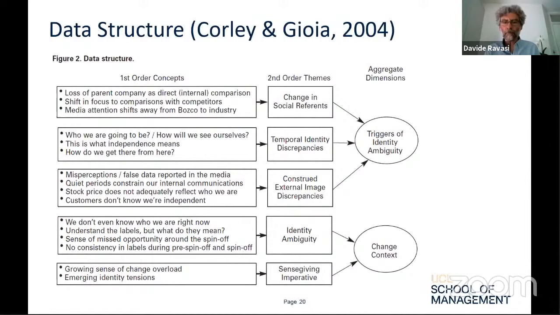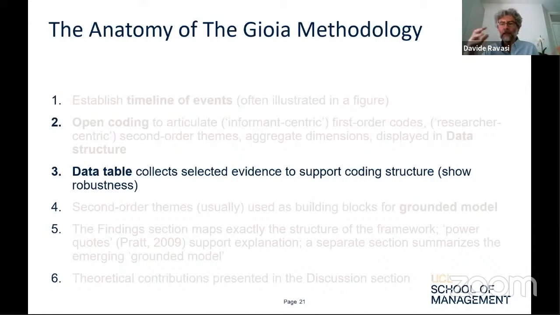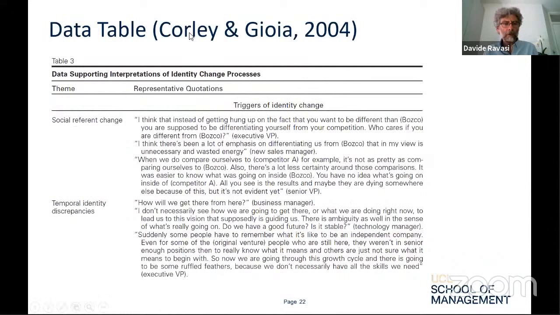Now, the next step, but actually you see it later in the paper, it happens at the same time. As you do this, you collect systematic evidence to support your codes, with robust evidence. This is data tables. You see social reference change, temporal identity discrepancies, these second order themes, they are shown here with selected evidence that shows you where they come from. And now here the evidence is organized by second order theme.